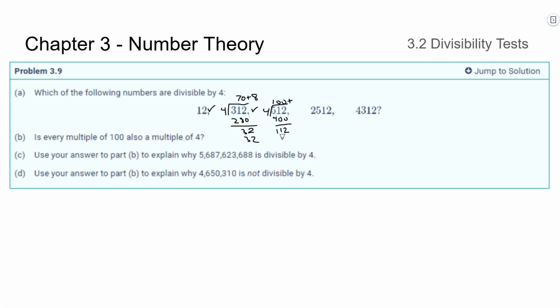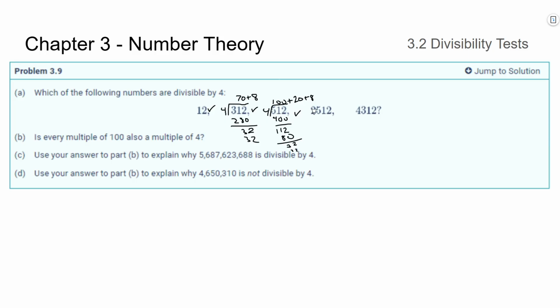Lost my train of thought here. Okay, 4 would go into 11. Let's say 2 times, that would give us 8. So let's do 20, and that would be 80. So let's do 2. Let's do 3. And there we go, we got 32 again. So plus 8, and that would be 32 here. And so that checks out.